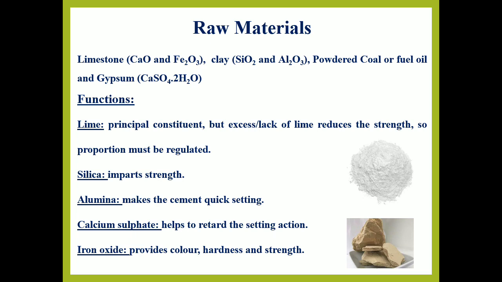Lime acts as a principal constituent. Its proportion must be regulated because its excess or lack can reduce the strength of the cement. Silica mainly provides mechanical strength to the cement, while aluminates help the quick setting process. Calcium sulfate, that is gypsum, is used to retard the setting action, as well as iron oxide can be used to provide color, hardness and strength to the cement.